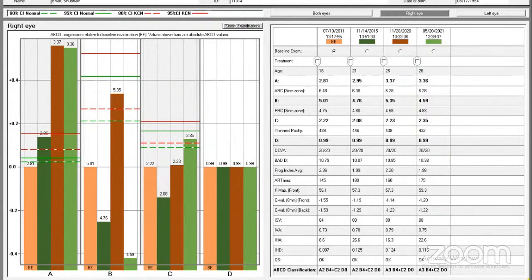So in this progression map, generally we see the change in the length of the bars from one visit to another visit to know if there is any progression. The first column indicates the anterior sagittal curvature, the second column indicates the posterior corneal curvature, the third column the thickness or pachymetry, and the fourth the visual acuity.